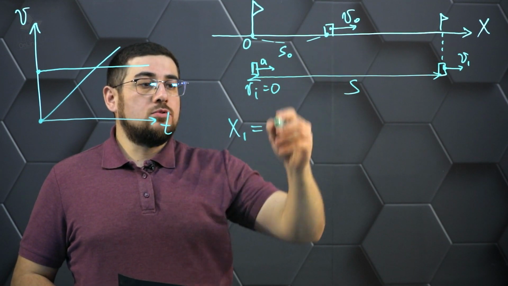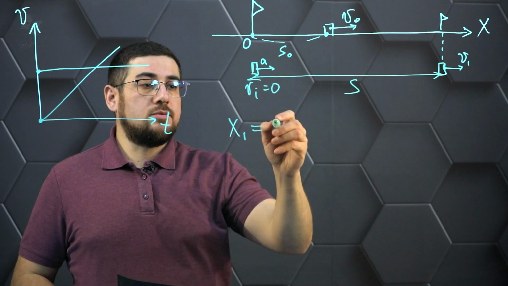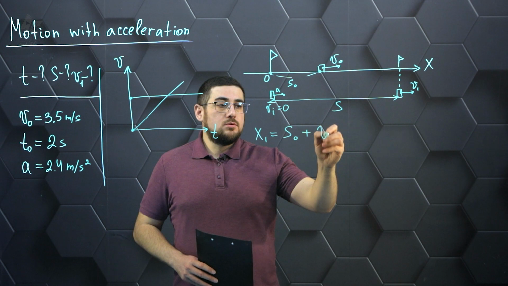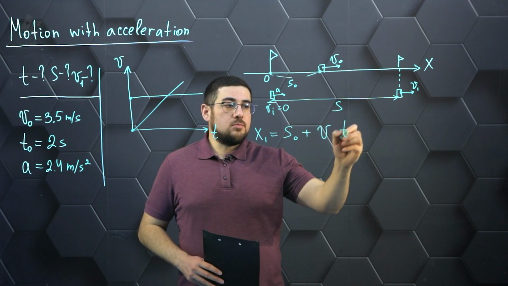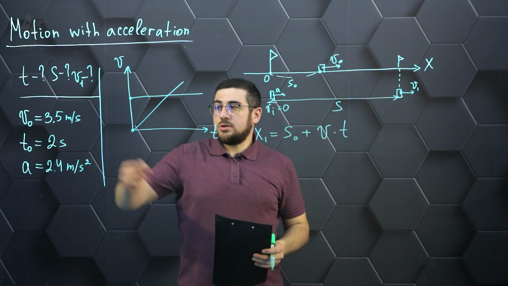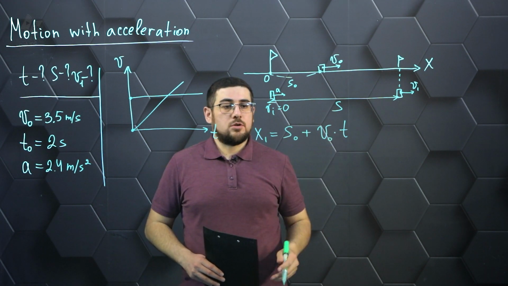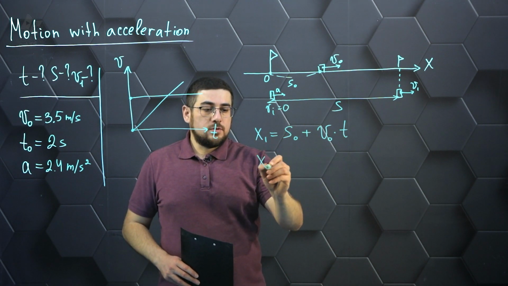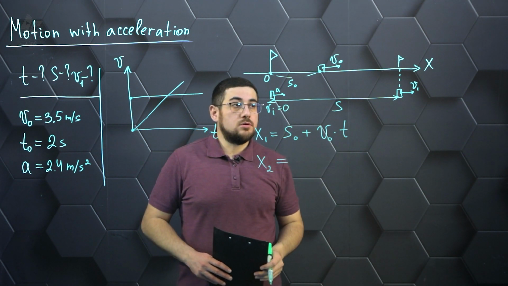Then, the coordinate equation of the first cyclist would be the initial coordinate plus the velocity multiplied by the time of motion up to the time of the encounter. We will consider the velocity of the first cyclist as v0 and substitute it into the equation. Now consider the coordinates of the second cyclist, who will catch up with the first one using some acceleration.